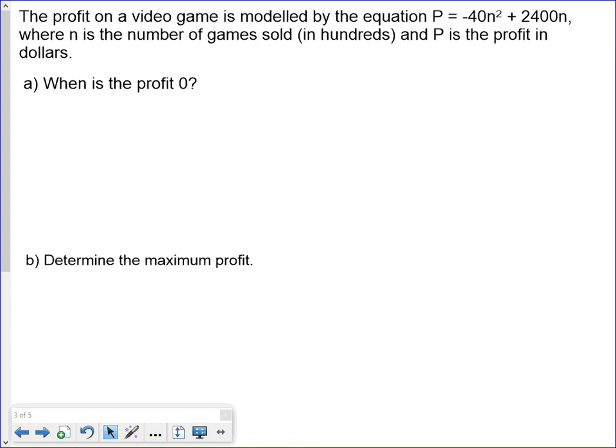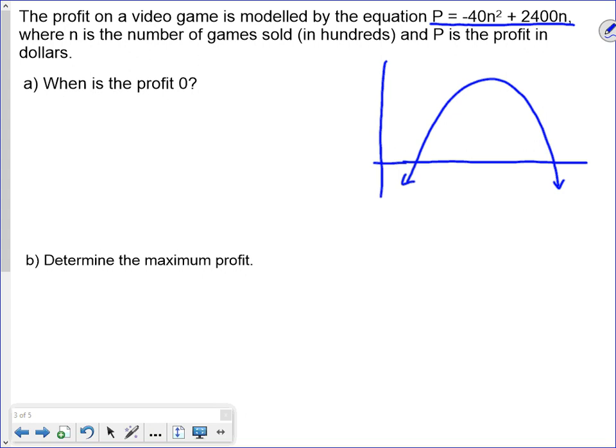So a strategy that can help when you're solving these types of questions is draw yourself a little picture of what the parabola that they're talking about might look like. If we're looking at this equation, negative 40n squared plus 2400n, our a value is negative 40. So we know that this parabola is going to be concave down. We could imagine sketching a little graph of this thing that looks like this. We've got some parabola which opens down kind of like this. Okay, and this would be our y-axis, and this would be our x-axis.